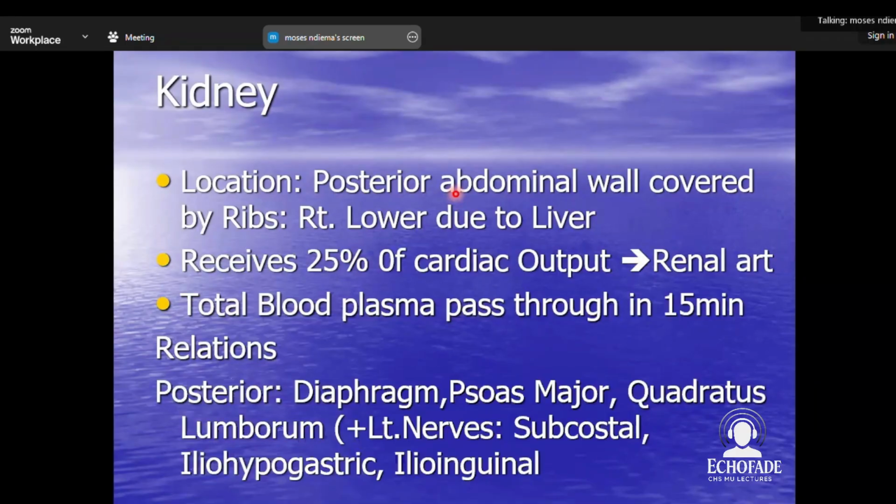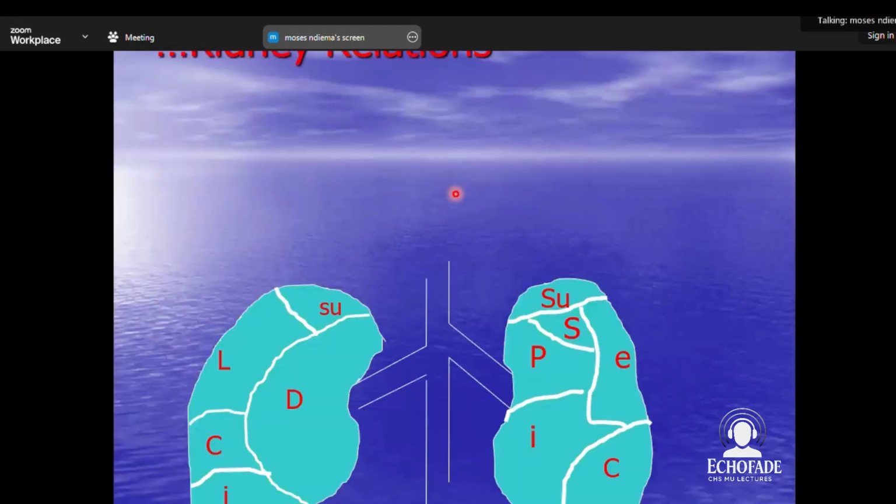Posteriorly, it's related to the diaphragm, the psoas muscle, the quadratus lumborum muscle. And then we have the nerves, both from the intervertebral spaces: the subcostal nerves, iliohypogastric nerves, ilioinguinal nerves. This just shows the kidney, but notice that the relationship is different. You have the suprarenal gland in the upper part. That is the superior pole of the kidney.